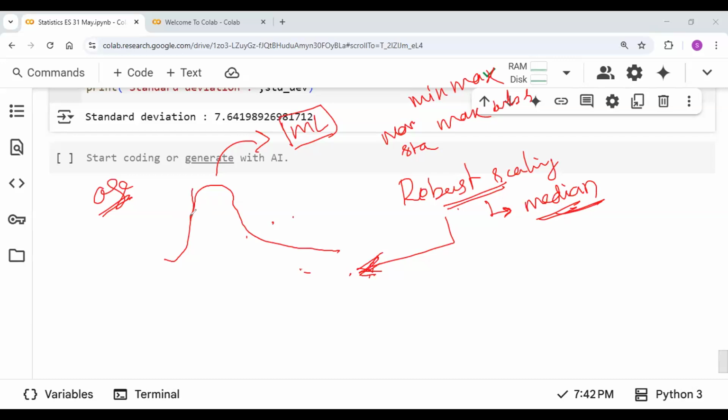Because this is skewed, right? This is skewed, so the median is robust to outliers. Are you getting this aspect? This is in terms of the feature scaling technique. So robust scaling is one of the feature scaling techniques.